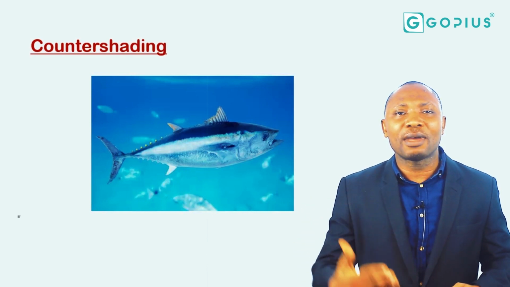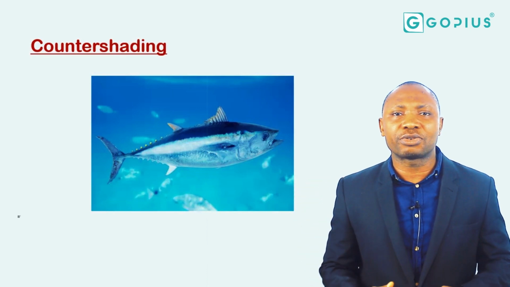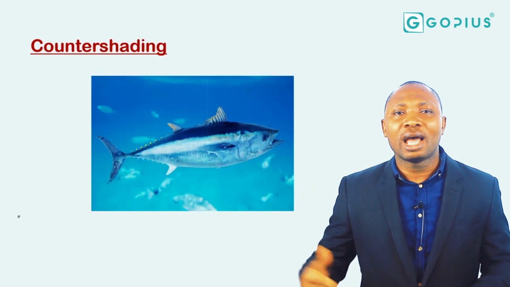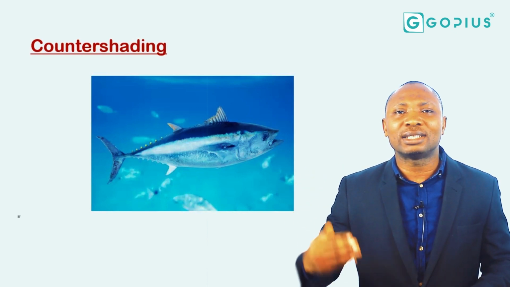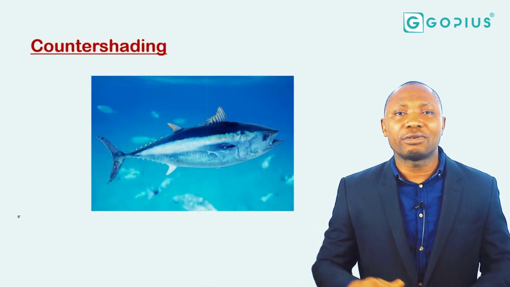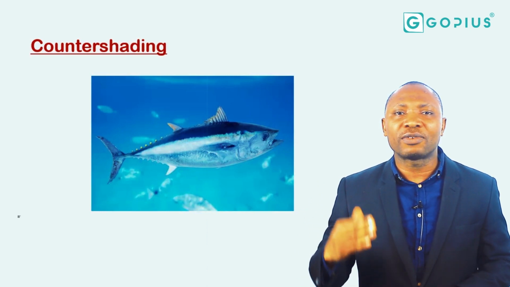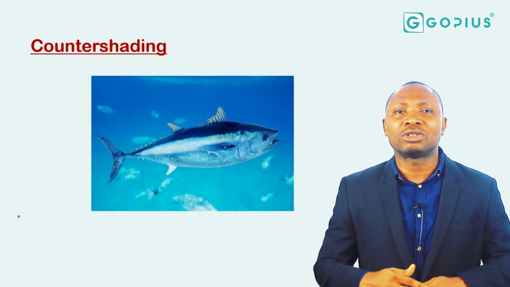The same thing with tilapia fish, which is the diagram you can see on the screen. The upper part, which is the dorsal part, is dark in coloration. And the lower part, which is the ventral part, is silver white in coloration. Now I'm going to explain how it makes use of its two different colors in order to survive.